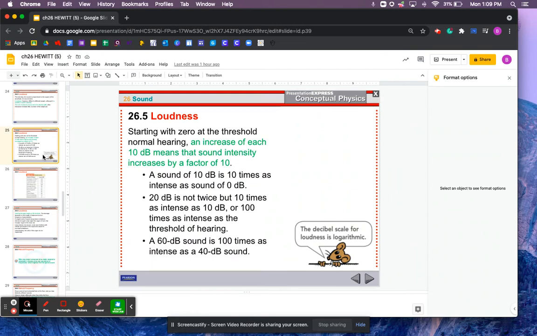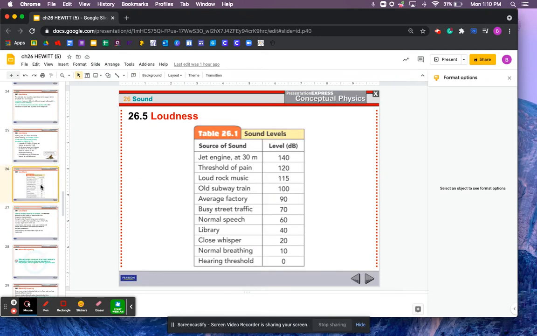20 decibels is not twice, but 10 times the intensity of 10 decibels, or 100 times more intense than 0 decibels. 60 would be like 6 times 10 times more intense, right? So you just have to see, it goes by factors of 10. So it's a logarithmic type of trend.